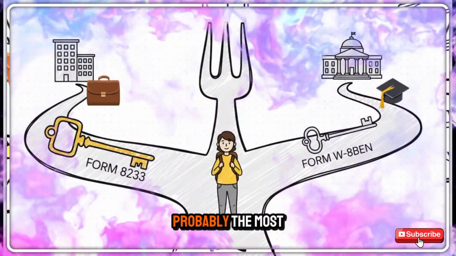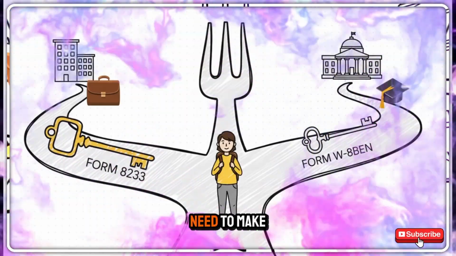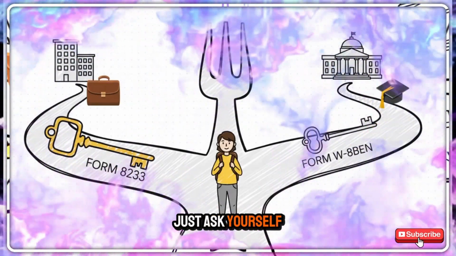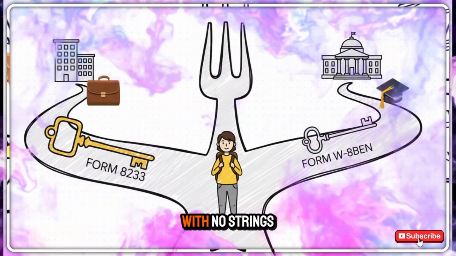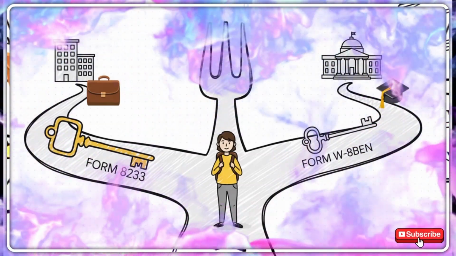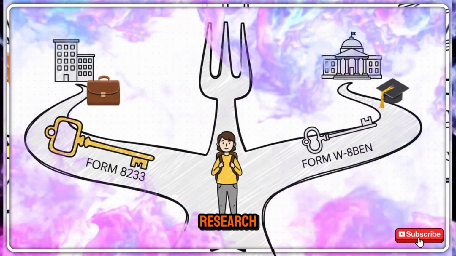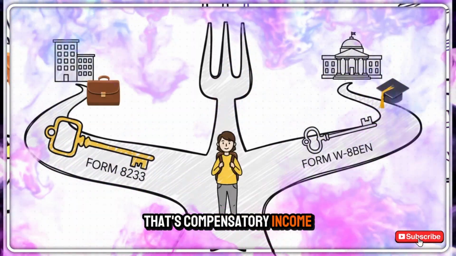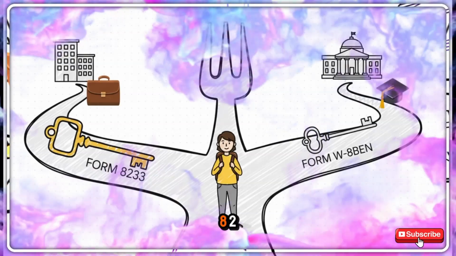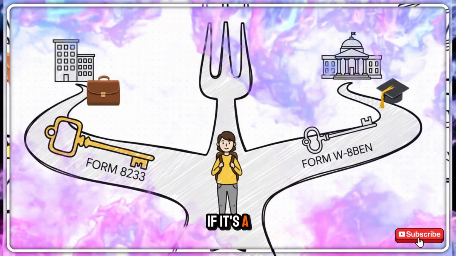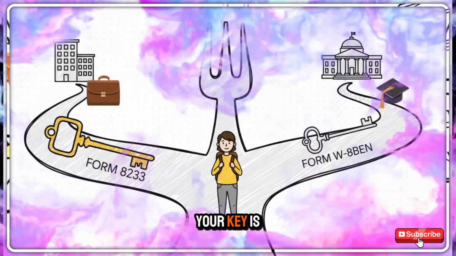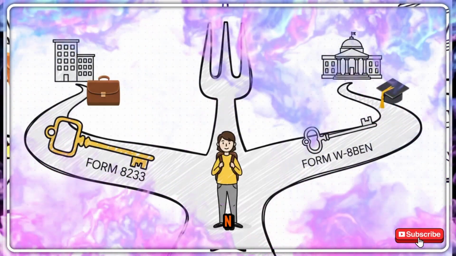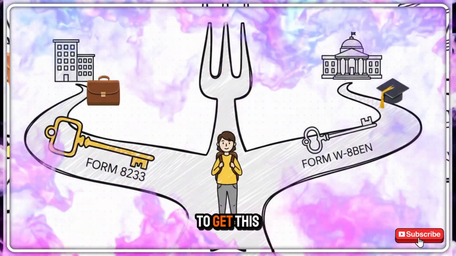So this is probably the most important distinction you need to make. Just ask yourself, did you work for this money, or was it given to you for your studies with no strings attached? If it's wages for teaching or research, that's compensatory income. The key for that is Form 8233. If it's a scholarship or a fellowship grant, that's non-compensatory, and your key is Form W-8BEN. You absolutely have to get this right.